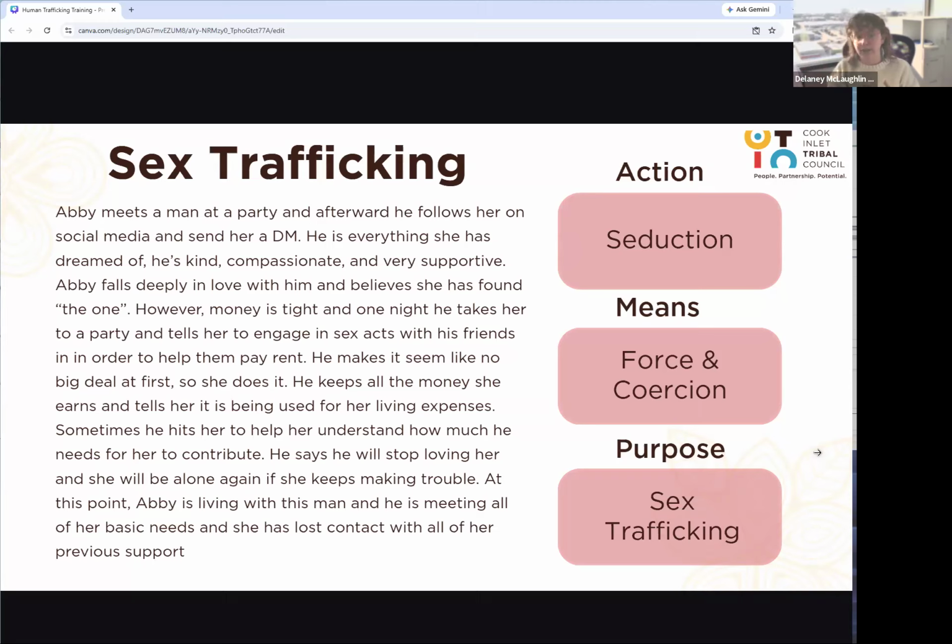And then if she does not do it, there's this level of force as well as coercion because she doesn't have access to any of her previous support, and there is a level of isolation, and the purpose being sex trafficking. Kind of an example of that.